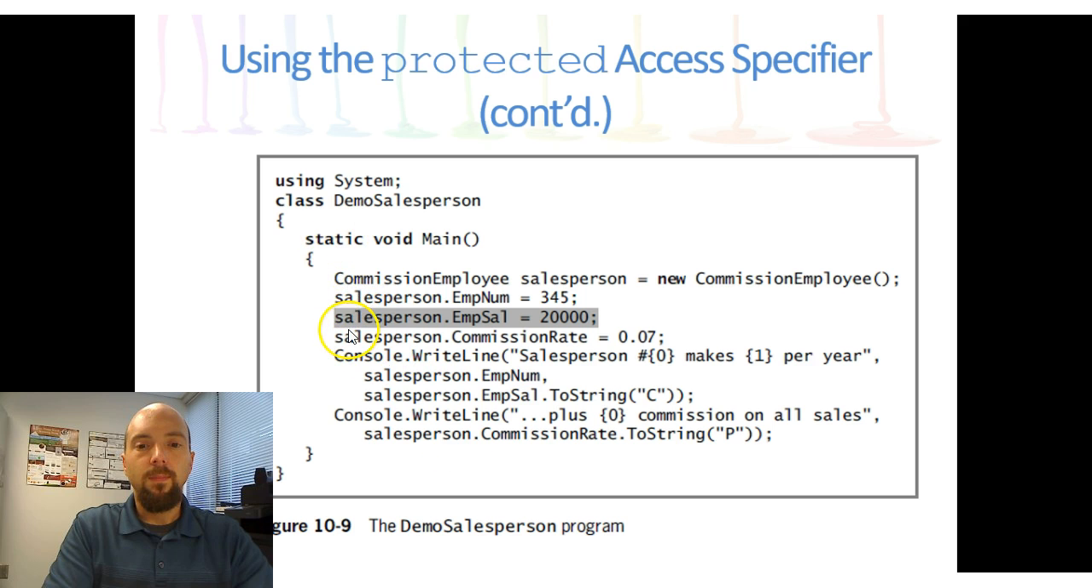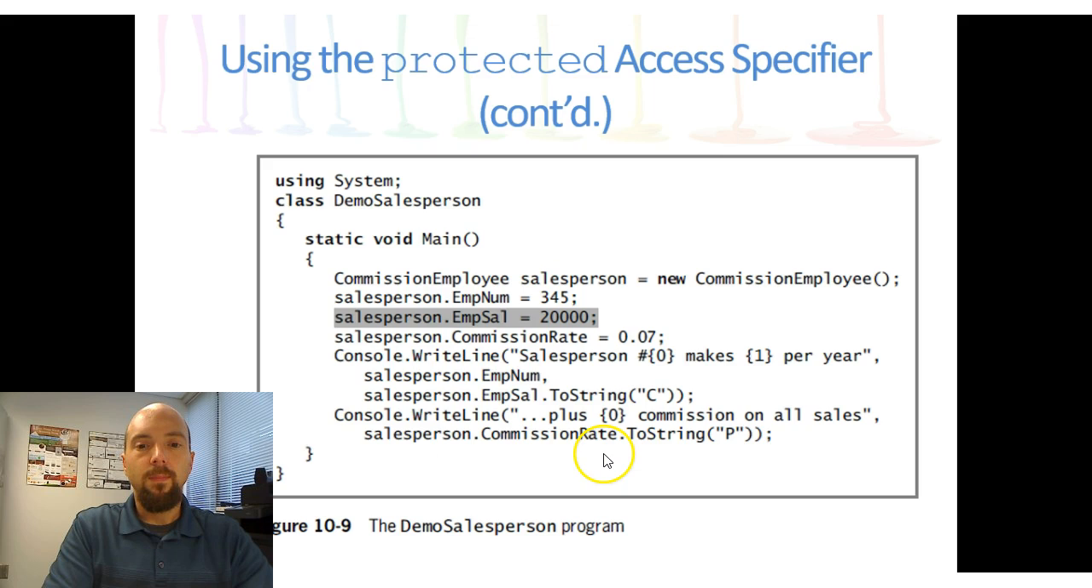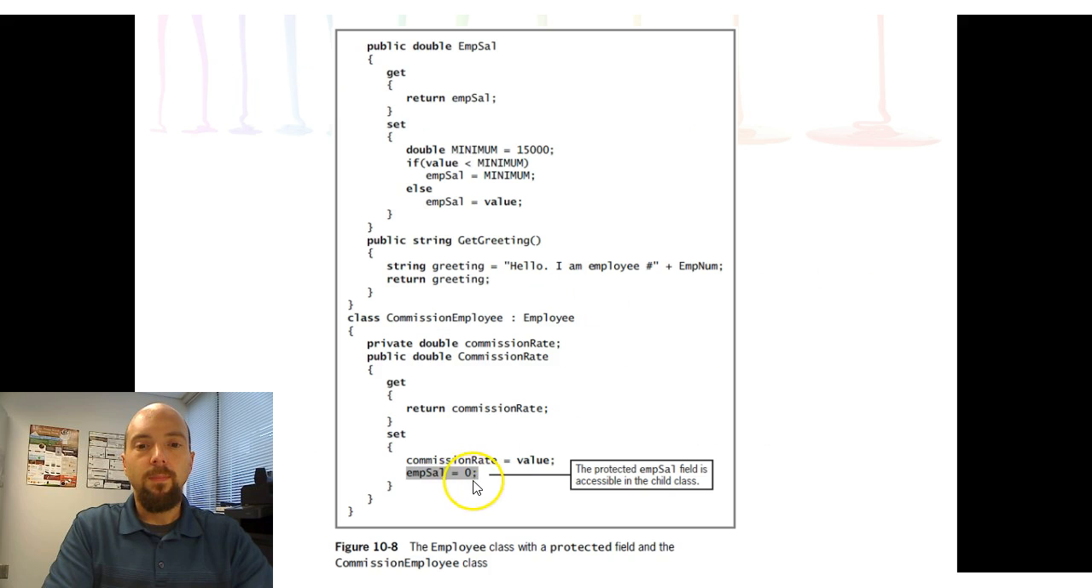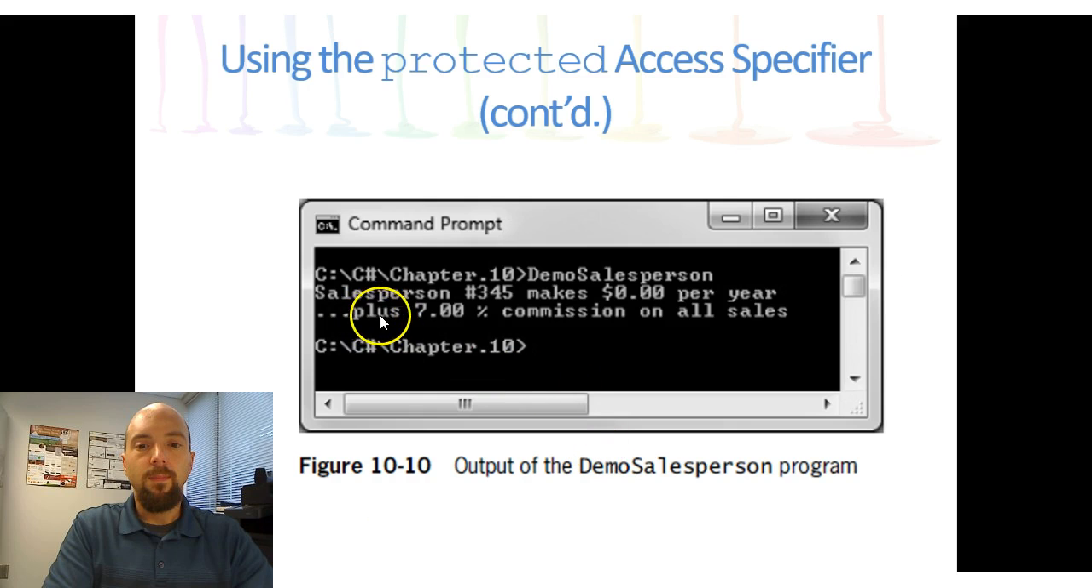So now we can do something like salesperson.empsal equals $20,000. And then when we try to set the salary, it will actually try to set it here. All right, so what we end up with is something that looks like this. The salesperson makes $0 per year because we overrode that here, $0. But then they get 7% commission on all their sales. So hopefully they make sales. They'll make some money.